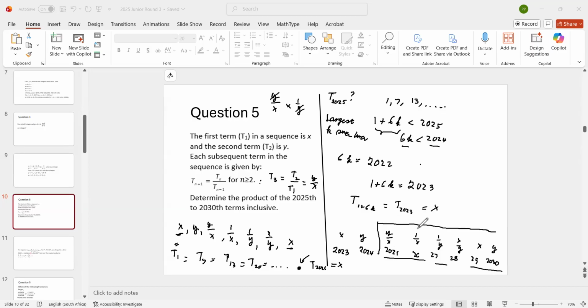Now, it's not difficult to find the product because y over x times x over y is 1. If you multiply these two, you get 1. Now 1 over x times x is also 1. And 1 over y times y is also 1. So if you divide this into 3 pairs, and each product is 1, then if you multiply the whole lot, the answer to the question is 1.